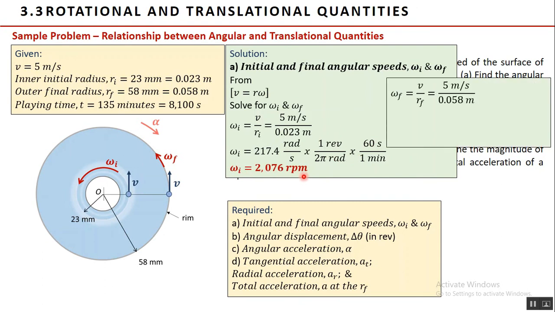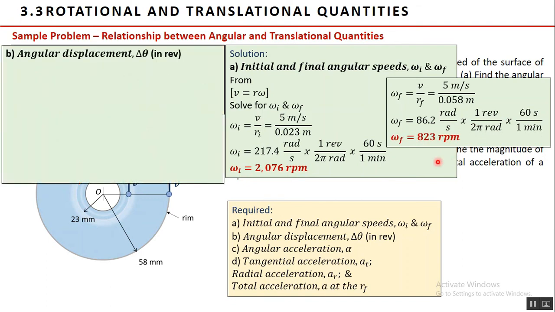Then for the final angular speed, using the same formula, velocity over the outer radius, 5 divided by 0.058, so it is 86.2 radians per second. Converting this to RPM will give 823 revolutions per minute.